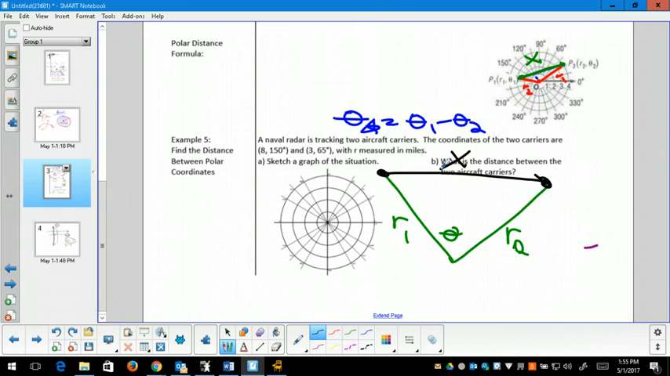What shape do I have? Triangle. But it's a non-right triangle, or it could be a non-right triangle. So if it's not a right triangle, how do I solve a triangle when it looks like this? Side angle side is the setup, so it's what law?